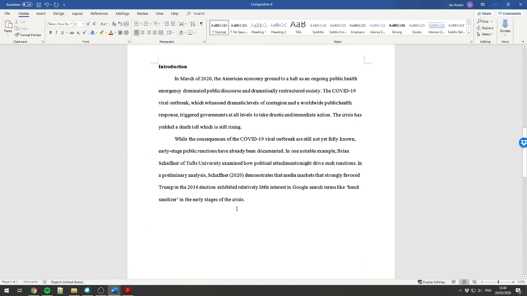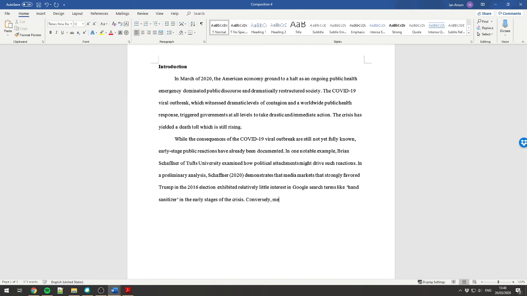Again, this is not a tier 1 source, but it's actually really useful to cite because it provides a compelling reason to do this study, right? This is, again, sort of part of my initial thought processes about this viral outbreak kind of research topic as a source of inquiry. So, consequences are still not yet fully known. Early stage public reactions have been documented. Media markets that strongly favored Trump exhibited relatively little interest in Google search terms like hand sanitizer.